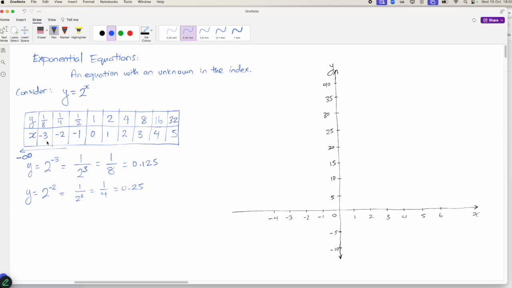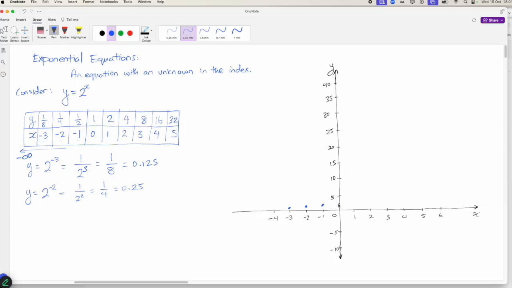Notice, negative infinity really just means 1 over a big number because it's a power. So all of the answers will be positive. If you really check it, right? When x is negative 2, a quarter might be about here. When x is negative 3, 1/8 might be about here. When x is negative 1, we go into a half. When x is 0, we go into 1.